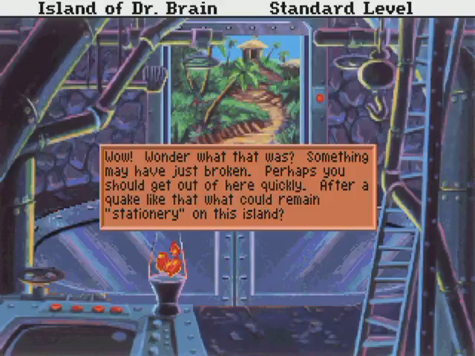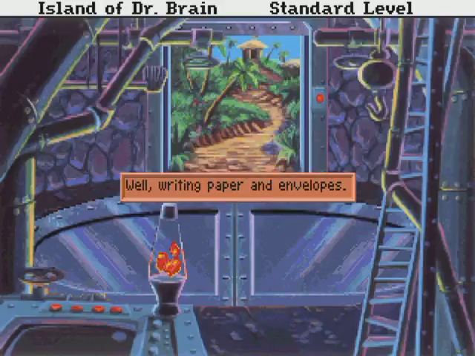After a kick like that, what could remain stationary on this island? Well, writing paper and envelopes. Badum-tsh.